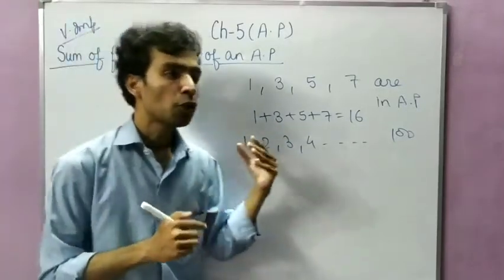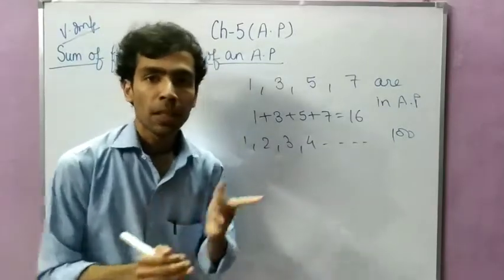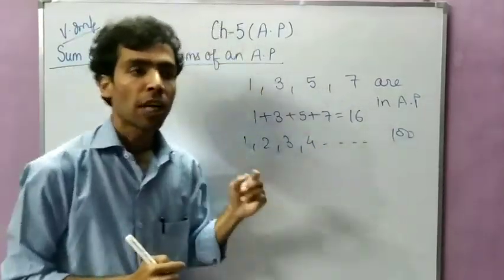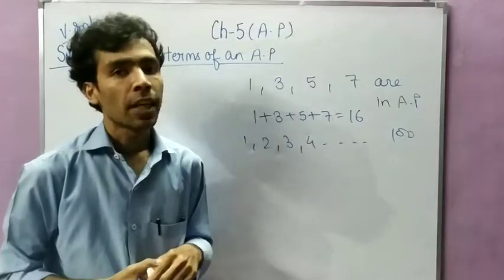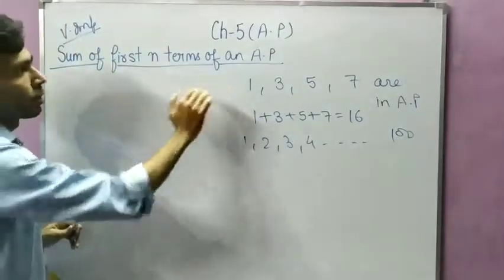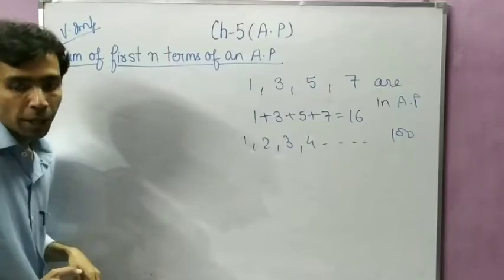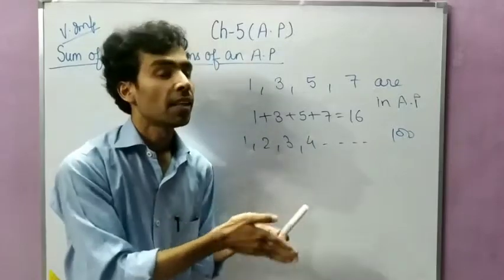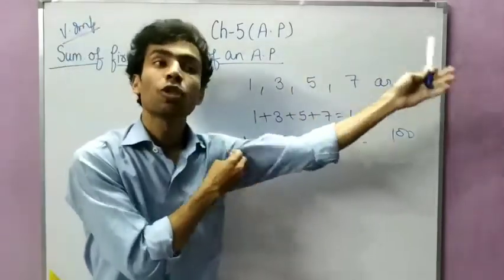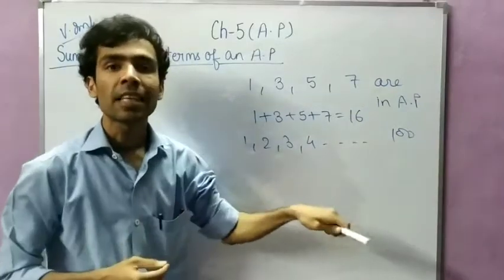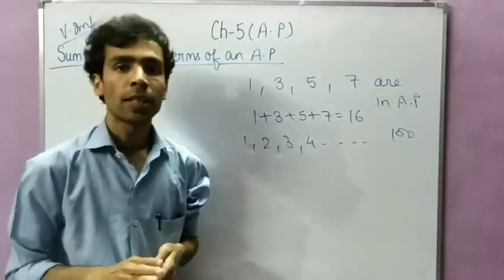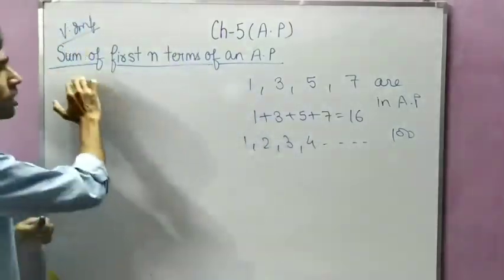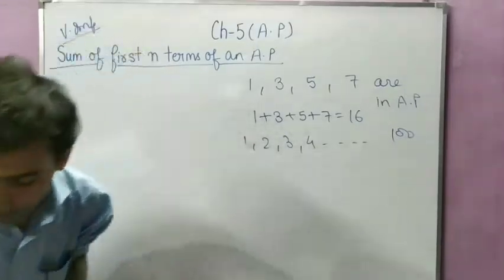So for reducing that time, we study a new concept known as the sum of first n terms. We have to add all these terms which are in AP. Which type of formula can we use? That we will study in this topic. If there are 3 terms or 4 terms, you can easily add. But suppose there are 100 terms, you can also add, but it will take much more time. So for reducing the time, we study a new formula known as the sum of first n terms of an AP. Okay, so let's start.